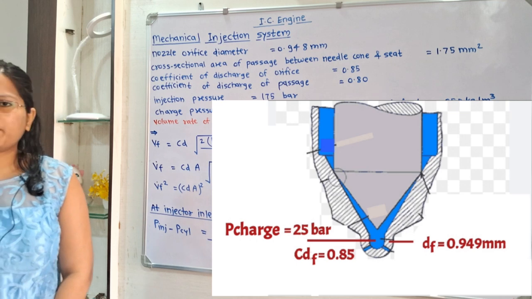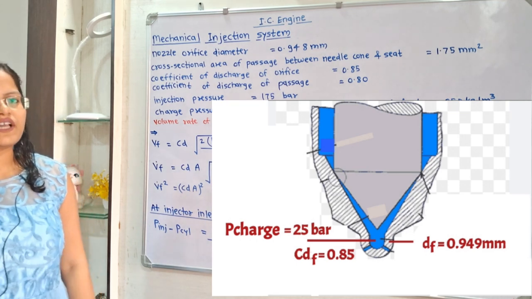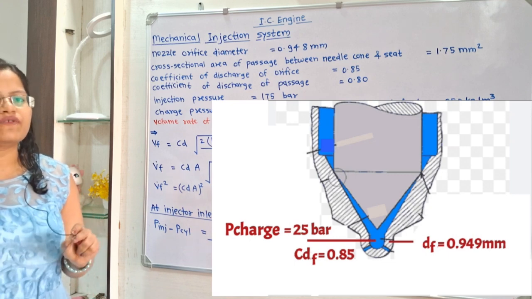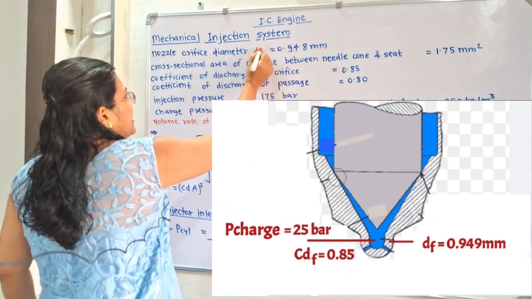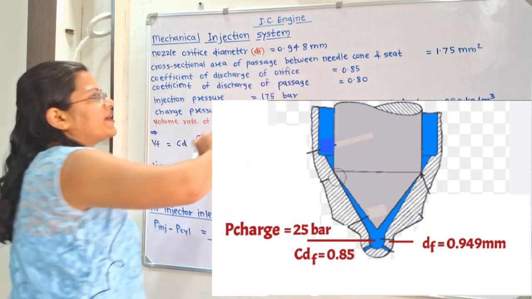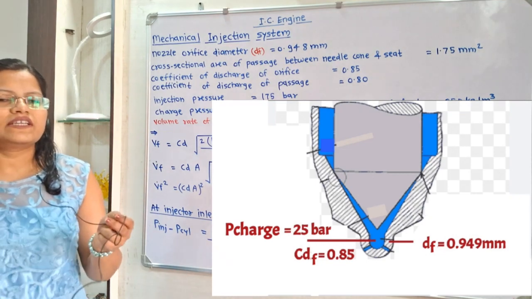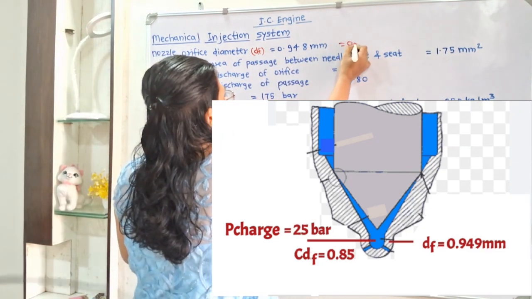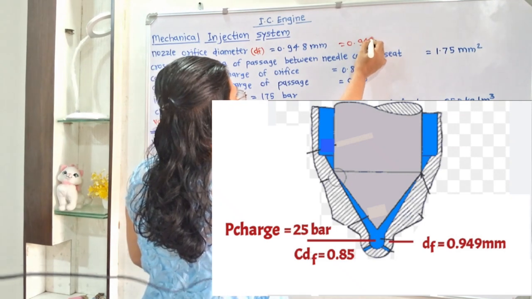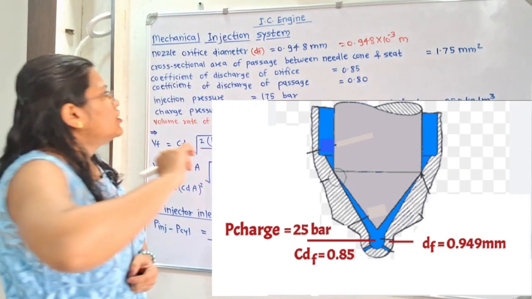Nozzle orifice diameter is given, so we will use the suffix F here. The notation for the diameter is dF. So dF is equal to 0.948 millimeter. But the standard unit is meter, so we will convert this into meter: 0.948 into 10 raised to minus 3 meter.